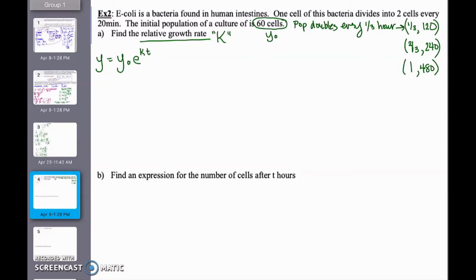And we know that our y naught, or our initial quantity, is 60. We've got 3 ordered pairs over here that we could use to solve for k. Why not use this one right here, because that one seems like the easiest one to work with. So that's the one I'm going to use. So y is going to be equal to 60 times e to the kt. If I use the ordered pair 1, 480 to solve for k, I'm going to plug 480 in for y, and I'm going to plug 1 in for t.